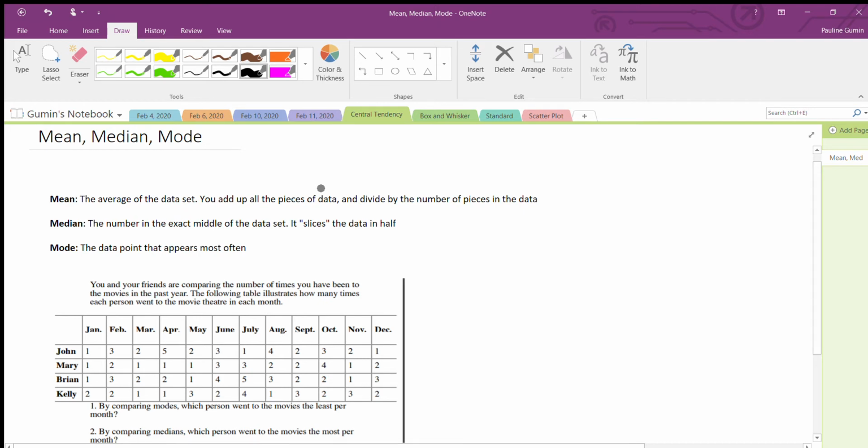First things first, we have all three definitions here, and we're going to go through each definition as we go through the problems. Okay, so here's our problem. You and your friends are comparing the number of times you have been to the movies in the past year. The following table illustrates how many times each person went to the movie theater each month.